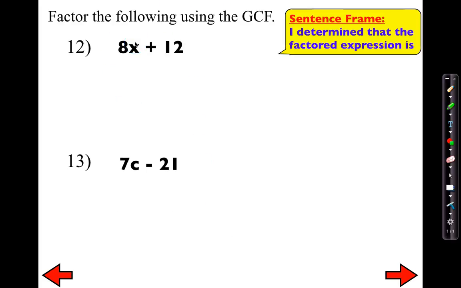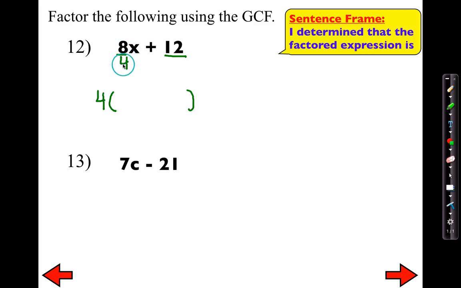Time to factor by using the greatest common factor. So how do we do that? Well, first we need to figure out what 8 and 12 both have in common. I'm going to say they have a 4 in common. Because they have a 4 in common, kind of like the way you would reduce a fraction, you would divide. Same thing here. We are factoring out a 4, so I'm essentially dividing each term by a 4.